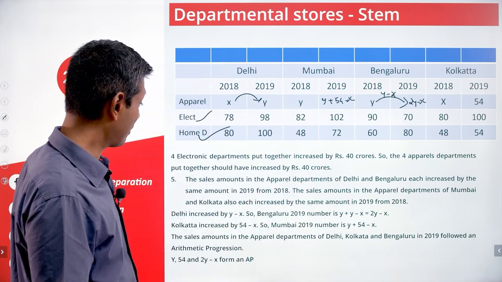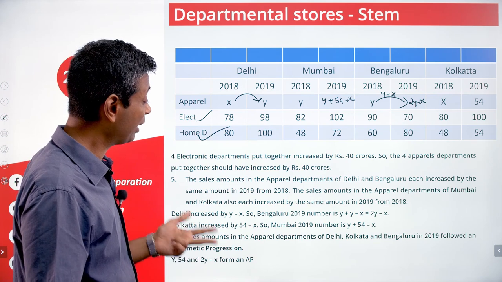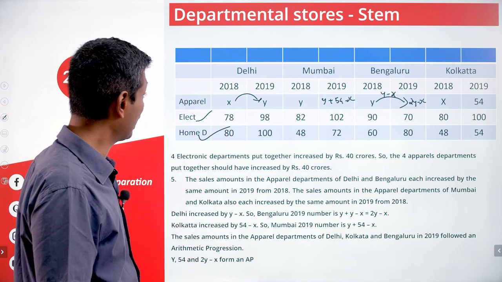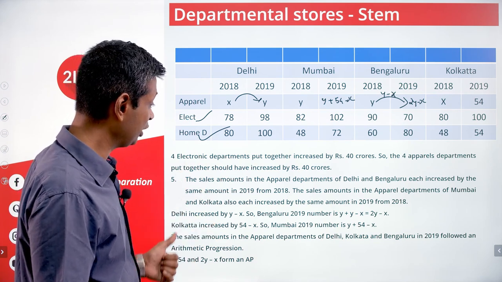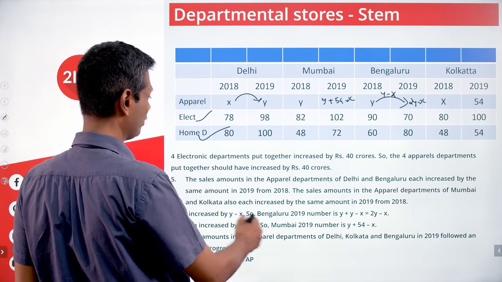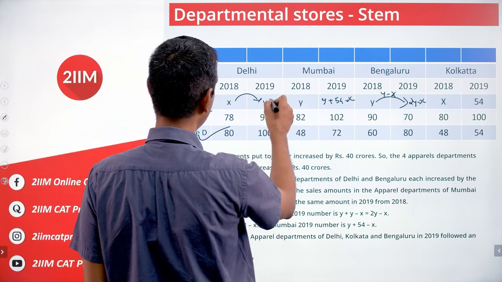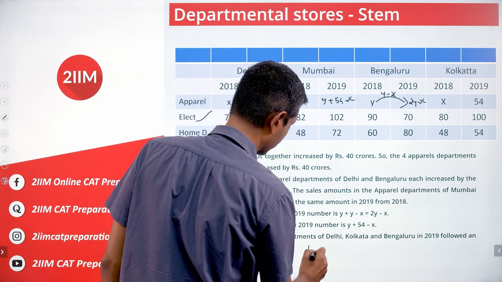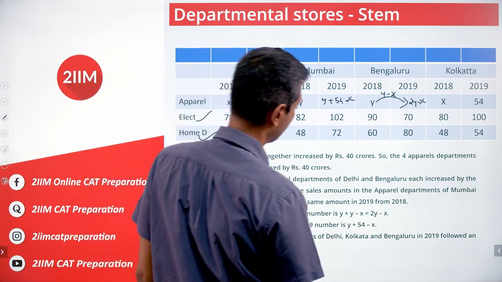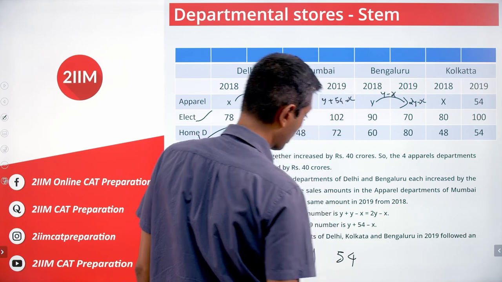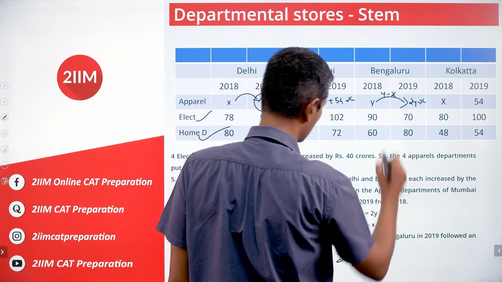The sales amounts in the apparel department of Delhi, Kolkata and Bengaluru in 2019 followed an arithmetic progression. Delhi, Kolkata, Bengaluru of 2019. Delhi 2019, which is Y. Kolkata 2019, which is 54. Bengaluru 2019, which is 2Y minus X.